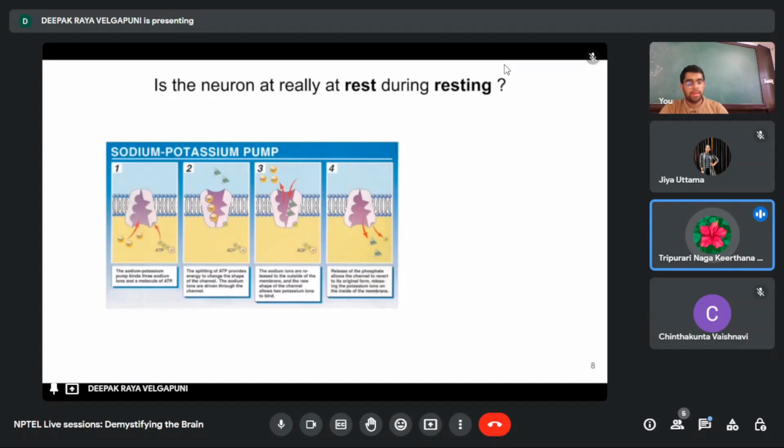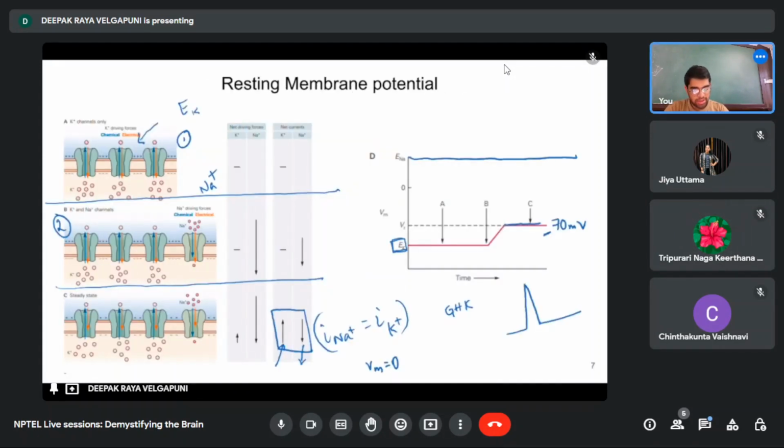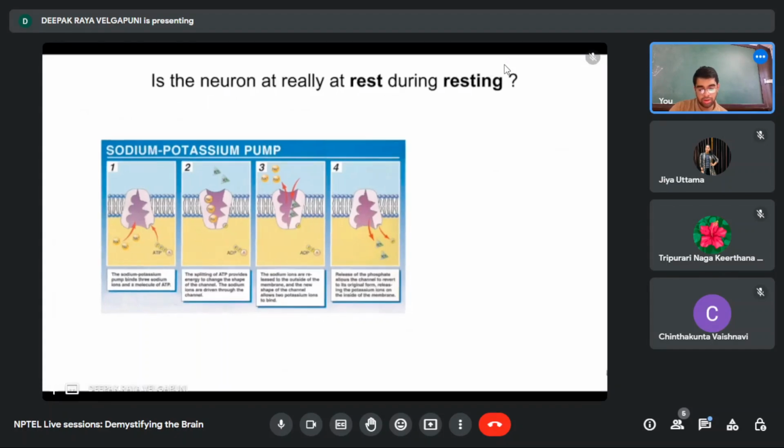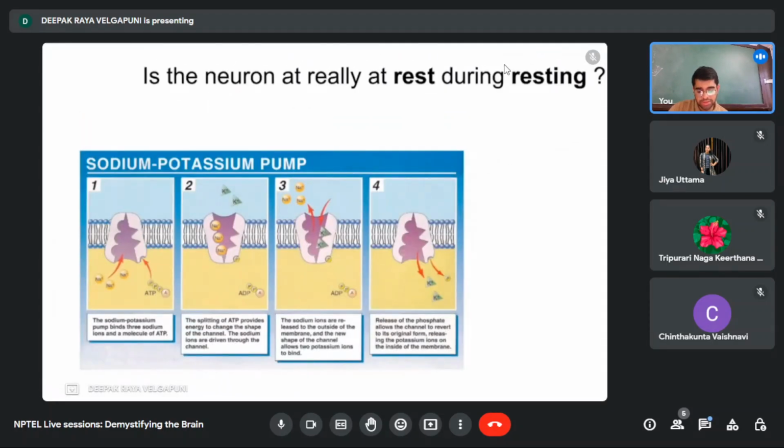Don't have any idea. Yeah, so what I'm saying is, equal outflow of K plus and inflow of Na plus cannot continue for a prolonged period, because if this continues, the charge separation gets to zero, and therefore there will be no potential difference. In order to maintain this resting membrane potential, there is a mechanism in place in the neuron called the sodium potassium pump. Is this visible?